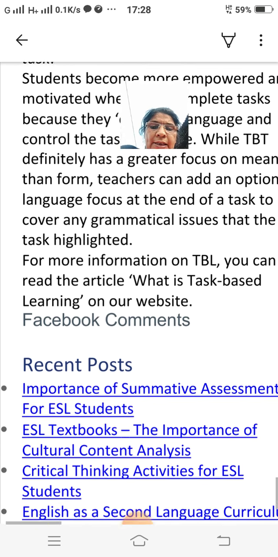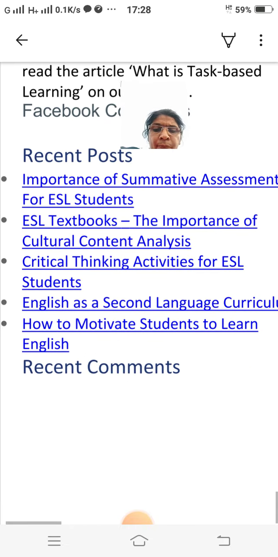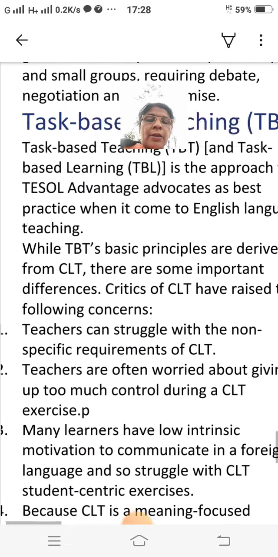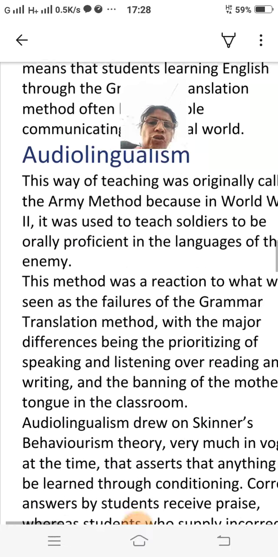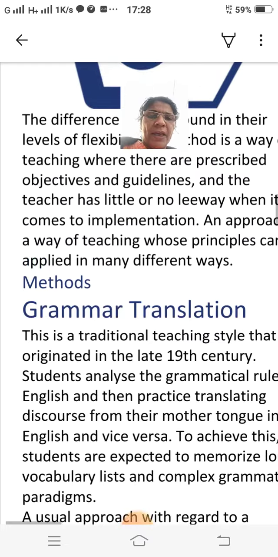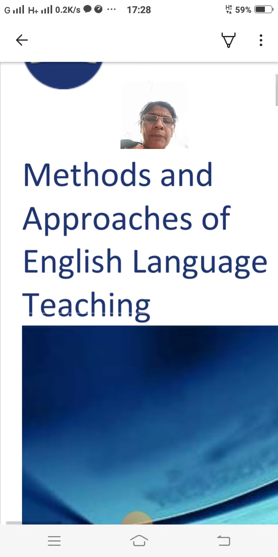So, recent points: the importance of summative assignments for ESLs. These are some of my points. So I complete this question, this topic. The name of the topic is Methods and Approaches of English Language Teaching. This is very important and it is also in semester first. According to the name, you can read and learn properly.